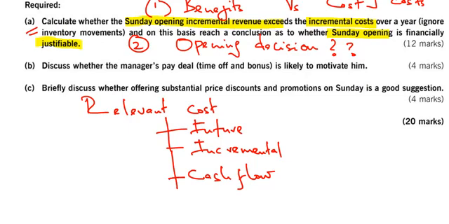Part B is a discussion question. We're looking at whether the manager's pay deal is likely to motivate him. We shall look at that shortly. And then C is also a discussion question, discussing whether price discounts are favorable on Sunday. So part B and C, we shall look at them after reading through the question and be able to formulate some kind of sensible answer.